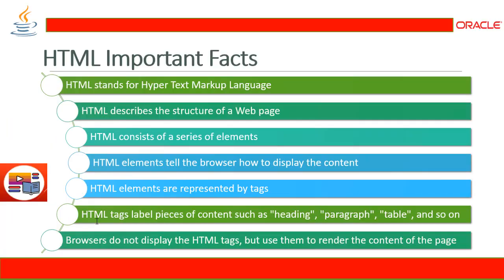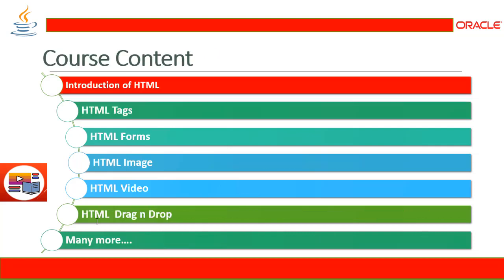Now let's take a look at the important HTML facts. HTML stands for Hypertext Markup Language. It describes the structure of a web page. It consists of a series of elements. These elements tell the browser how to display the content. HTML elements are represented by tags, and HTML tags label pieces of content such as heading, paragraph, table, and so on. Browsers do not display the HTML tags, but use them to render the content of the page. So this is all about the HTML introduction.